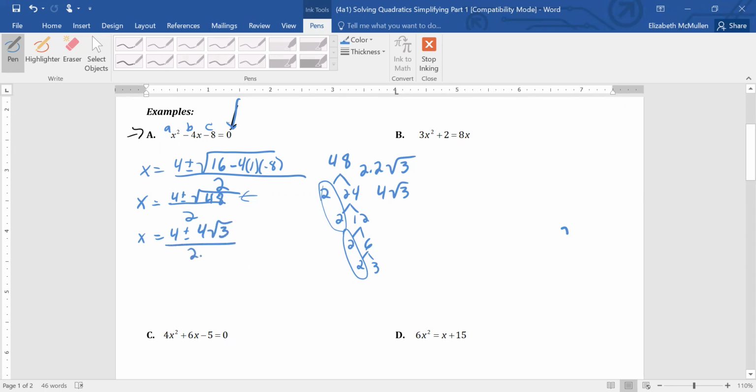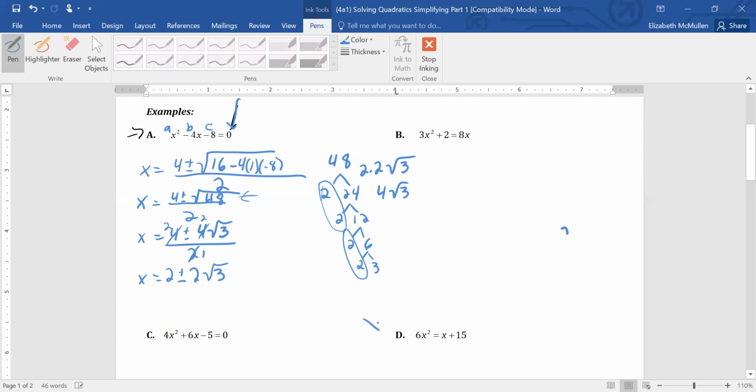All right, we want to simplify this. I can take a 2 out of all 3 of these units here. So x equals 2 plus or minus 2 radical 3. Okay, because I canceled a 2 out of here, a 2 out of here, a 2 out of here. All right, let's move on.